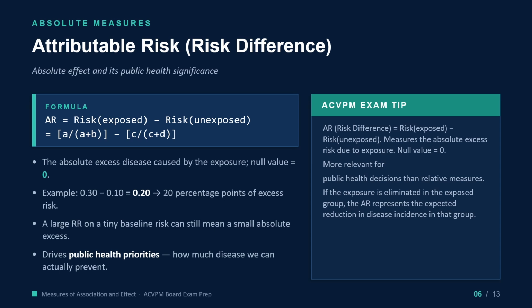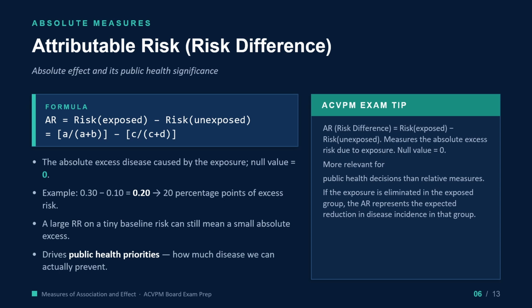We've been thinking in relative terms: how many times more likely, how much higher the rate. Now we're going to shift our thinking to absolute measures, starting with the attributable risk. The attributable risk, AR, also called the risk difference, is one of the most practically important measures in epidemiology, and it's one that sometimes gets undervalued in discussions dominated by relative measures.